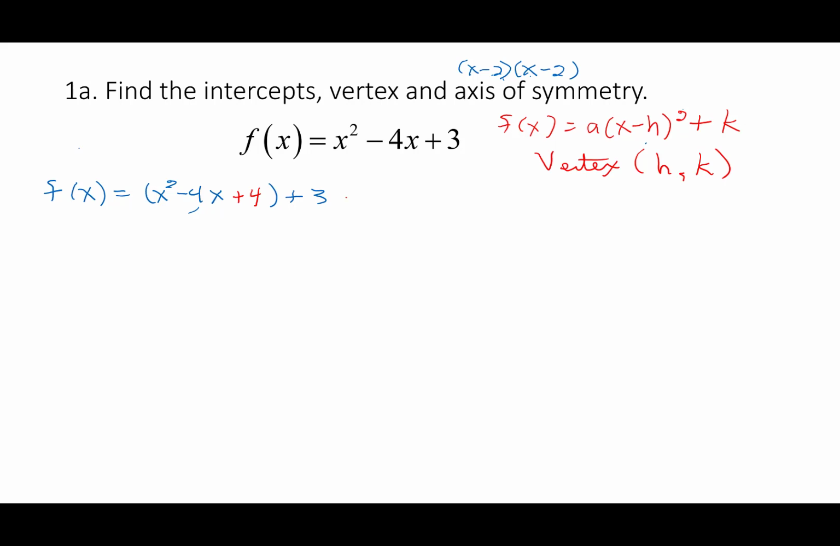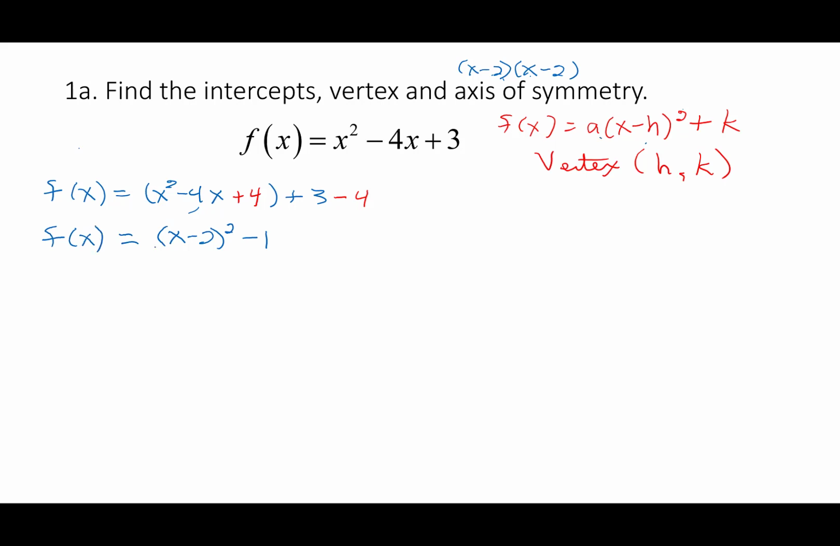I can't just go adding numbers to a function, though. That would change the function itself. So if I add 4 here, I want to subtract 4 to the right of the 3, so I'm keeping the balance of my function. Now that we've got our function ready to complete the square, we can write x squared minus 4x plus 4 as x minus 2 squared, and then I have minus 1. So our function is in the format that we were looking for.